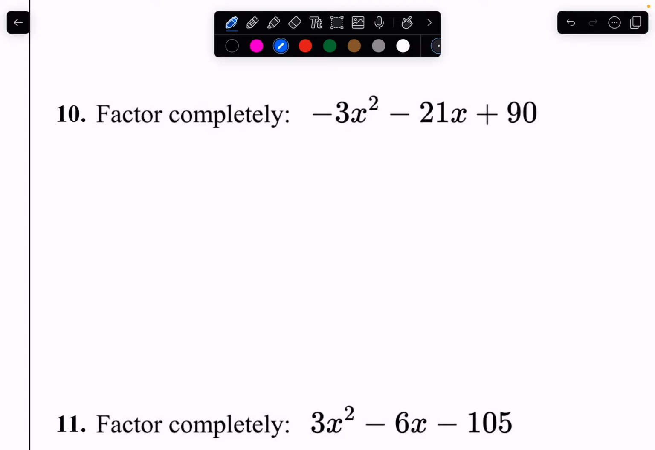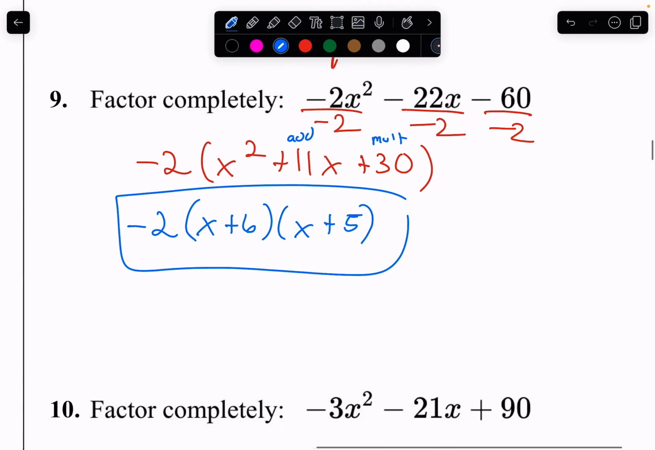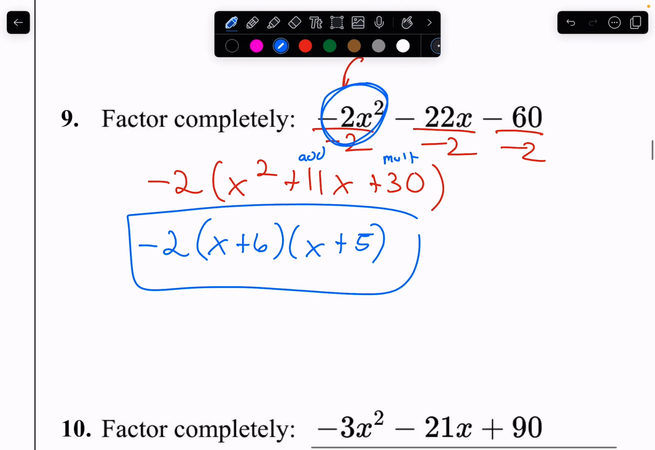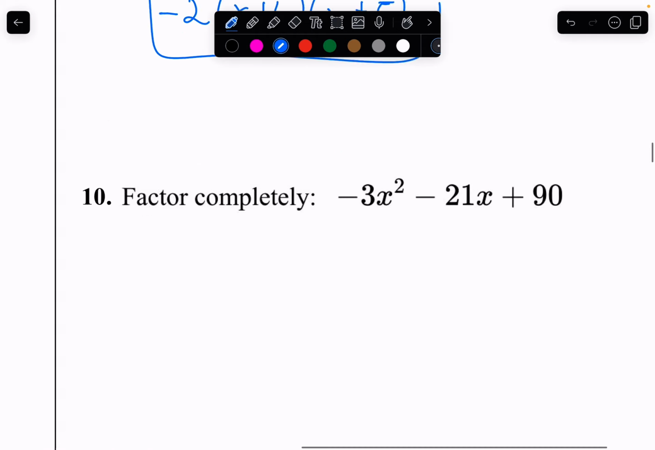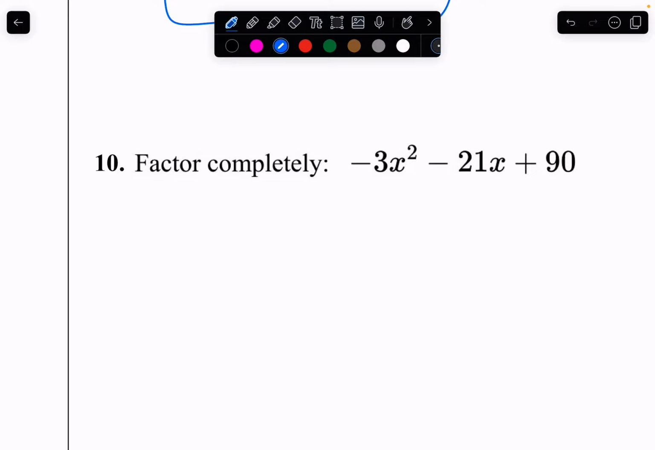Now, you might be asking why I'm taking negatives out and how I know when to take a positive out. A general good rule of thumb is if this first term is negative, you're going to pull a negative out. That will generally help you out. However, sometimes when you get into difference of squares, that rule goes out the window, but generally that's going to be a good method to use: if that leading term is negative, pull a negative out. All right, so we can go ahead and pull a negative 3 out here.